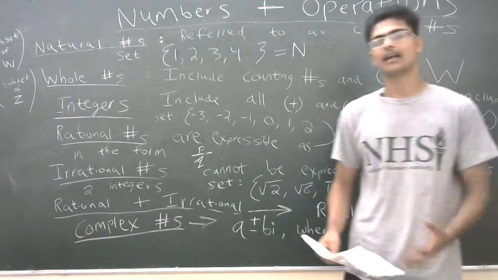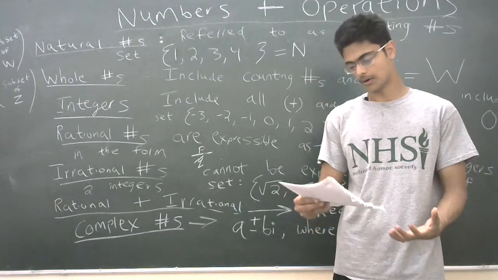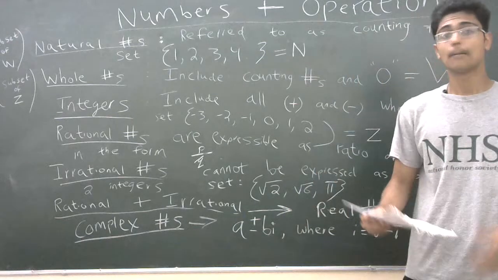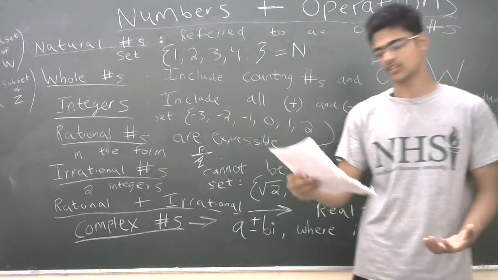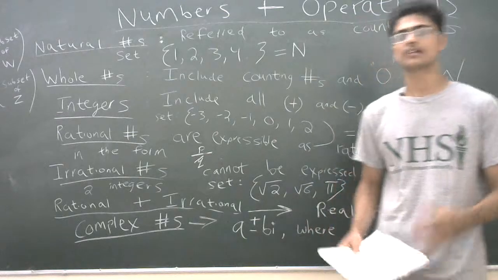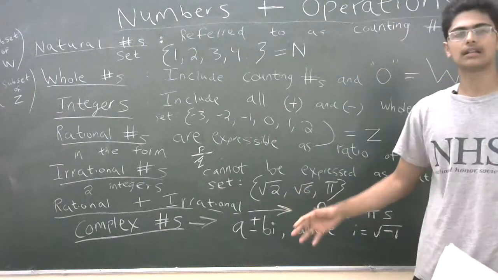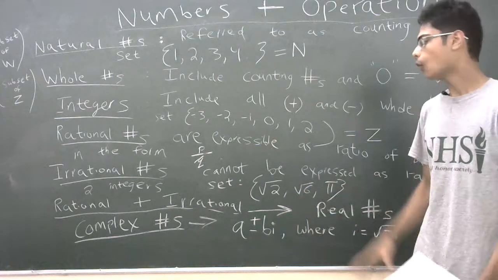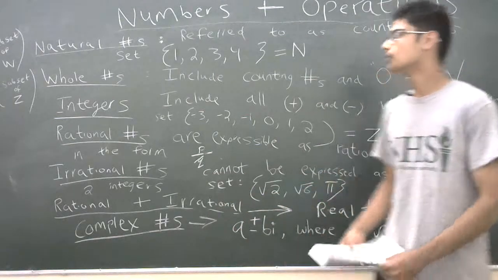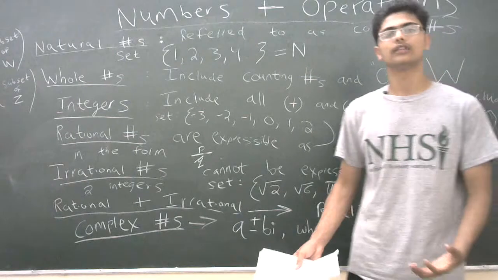So in this essence, you can say that every real number is a complex number, but the converse is not necessarily true. For instance, if you have something like 5 plus 6i, that cannot be classified as a real number. So overall, complex numbers really represent the overall number system.